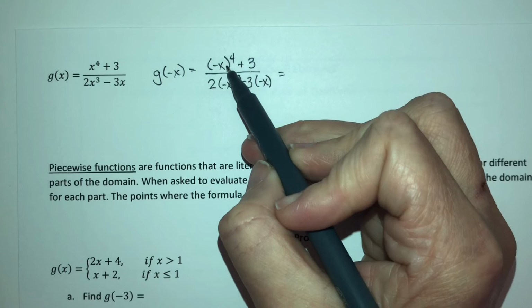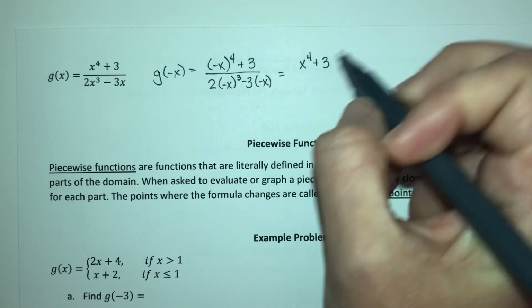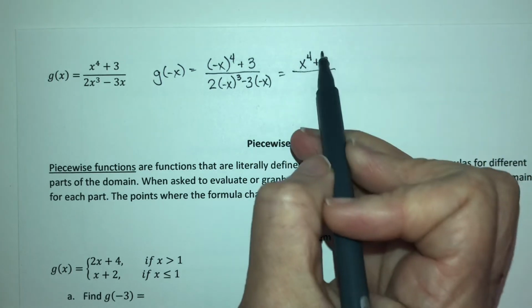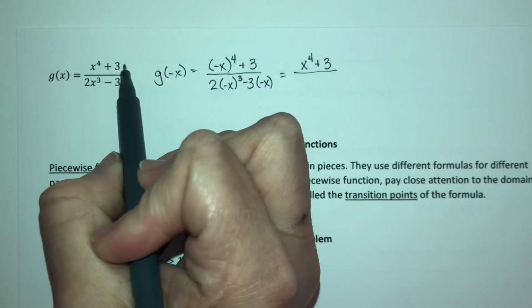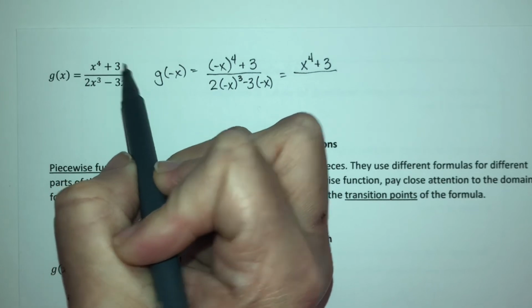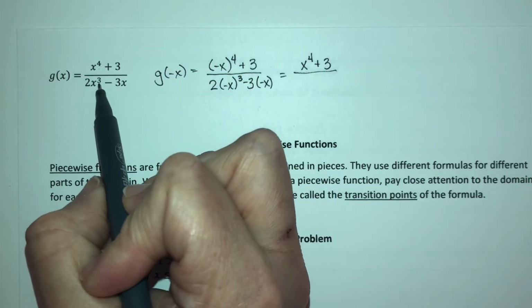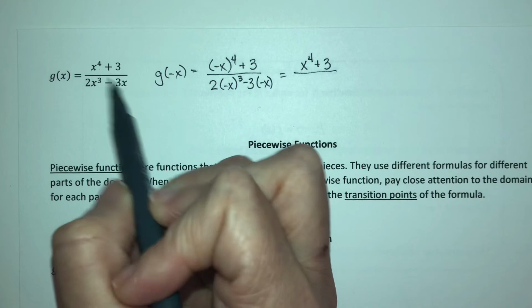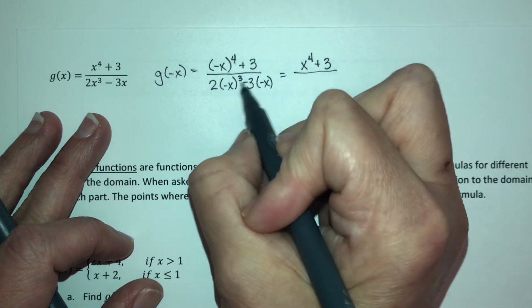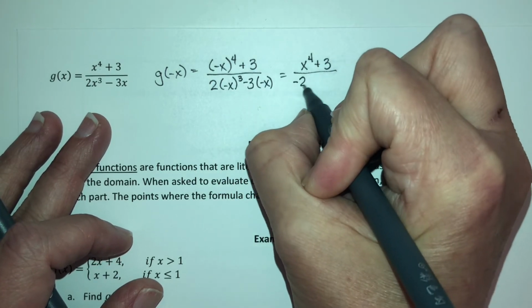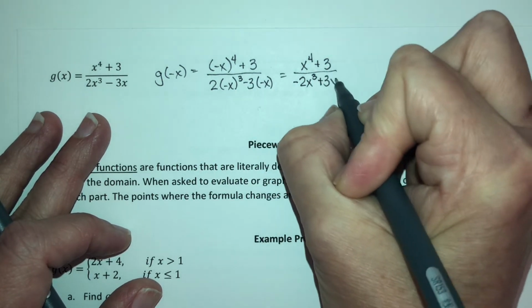A negative number raised to the 4th power is still positive, so that's x to the 4th plus 3. And if I'm paying attention, this numerator is the same as that one. And if we think about it, both of these had even exponents, where that's x to the 0. And so the top should be even. Here, I have a 3rd power and a 1st power, so this bottom should be odd. Let's do that. If I plug in negative x and raise it to the 3rd power, that gives me negative 2x cubed, and this becomes plus 3x.